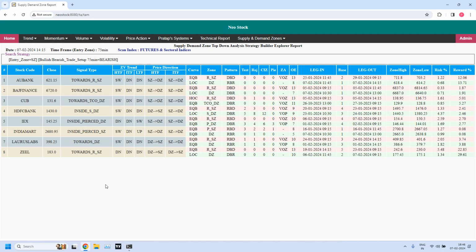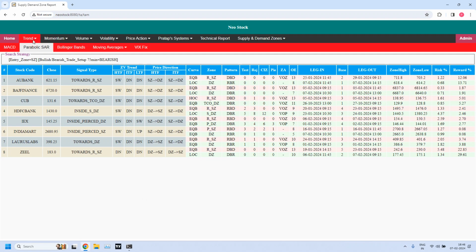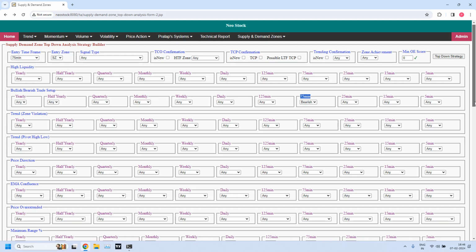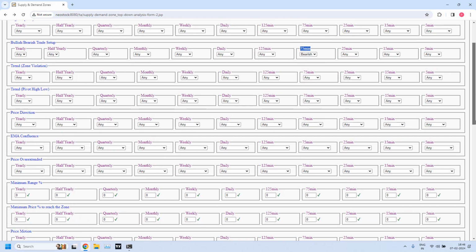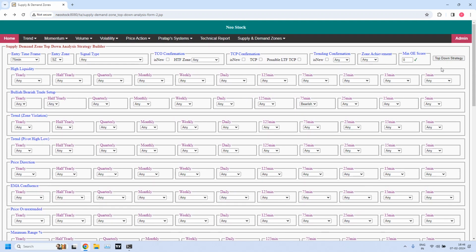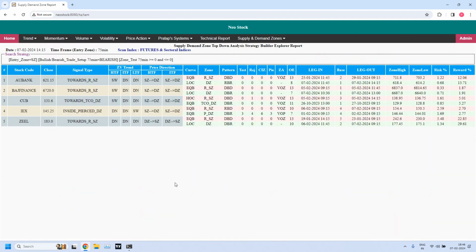Now it is easy for you to study. I don't require to filter, but still if you ask me, I will quickly do that. Let me go back. Let us filter from these 8 for fresh zones, only stocks having fresh zones. So the test count on 75 minutes should be changed to 0 and 0. Now 5 stocks are filtered. These 5 stocks are having fresh 75-minute supply zones.